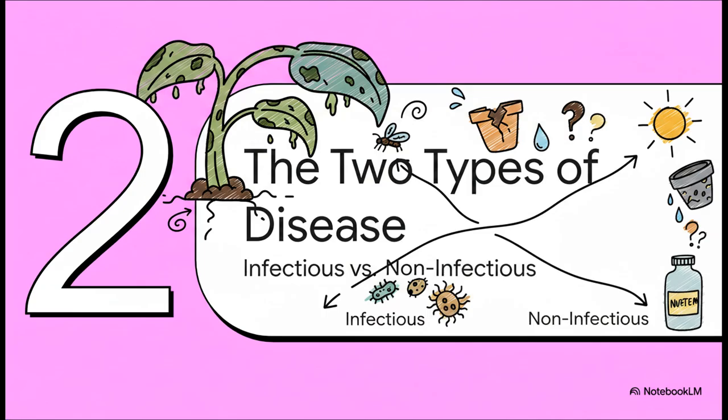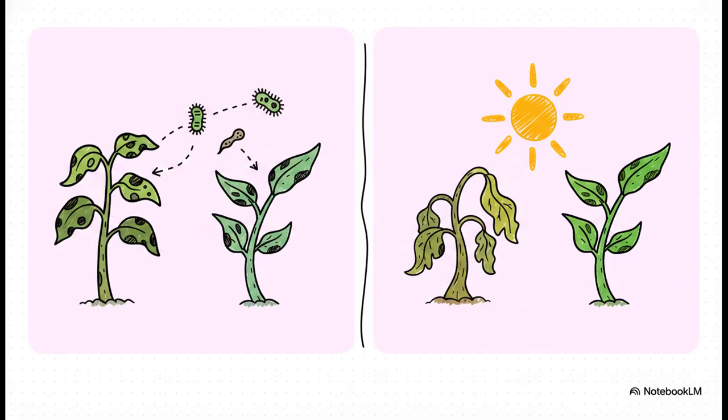Now, that irritant we just talked about can come from two totally different sources. And this brings us to the first major fork in the road when you're trying to figure out what's wrong with a plant. On one hand, you've got your infectious diseases. These are also called biotic because they're caused by living things, fungi, bacteria, that kind of stuff. It's like the flu, it can spread from one plant to another.